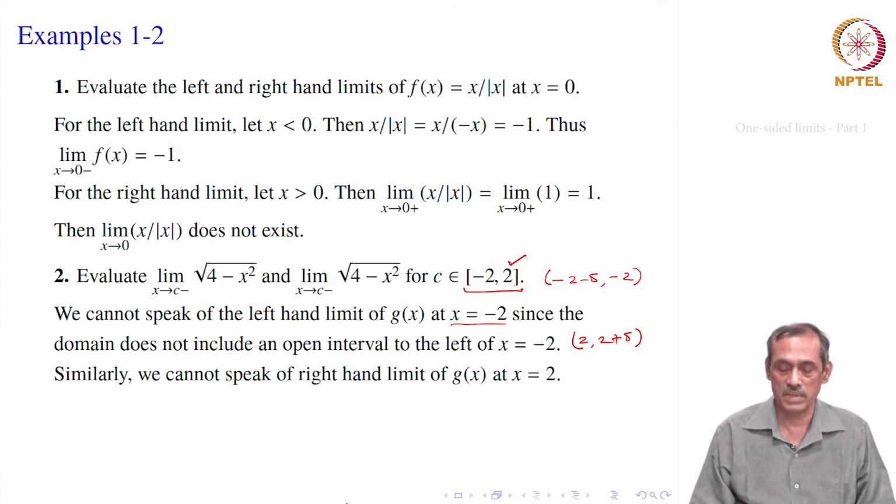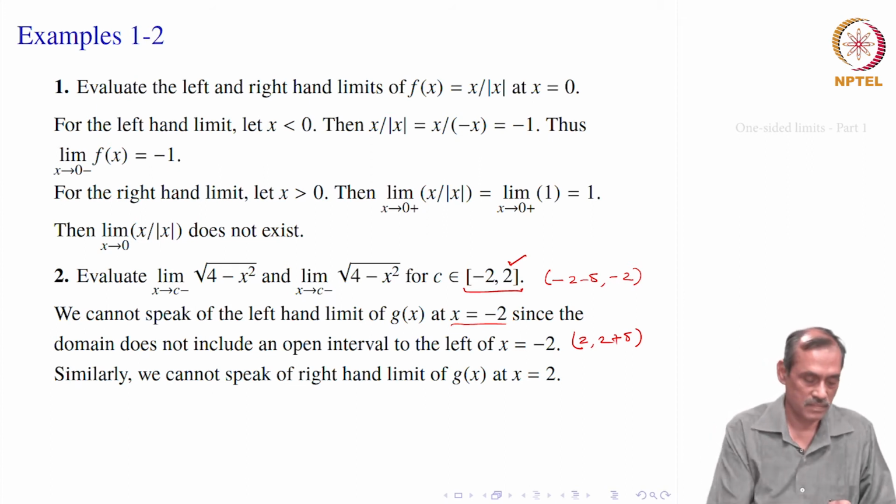So, we cannot even speak of that. When c is equal to minus 2, we cannot speak of the left side limit. When c is equal to plus 2, we cannot speak of the right side limit. But at c equal to minus 2, we can think of the right side limit, and at c equal to 2, we can think of the left side limit.